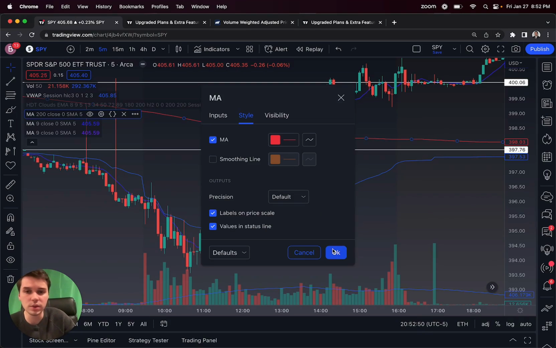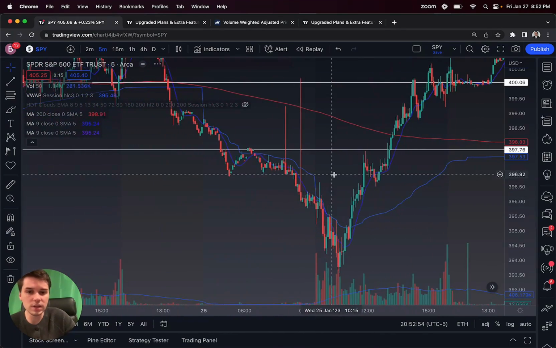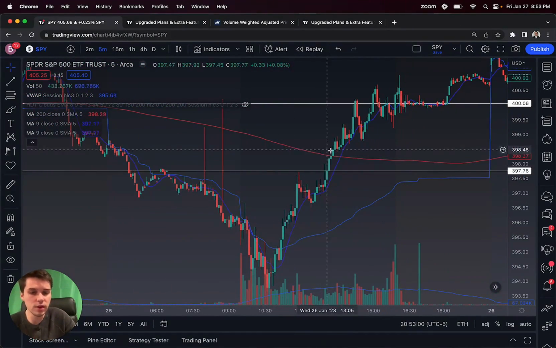Not really important though. It doesn't really matter. Press OK, and we're going to leave that just as is. This is a quick and easy way to gauge sentiment on the day. So again, just like VWAP, you can use the 200 MA to gauge sentiment.